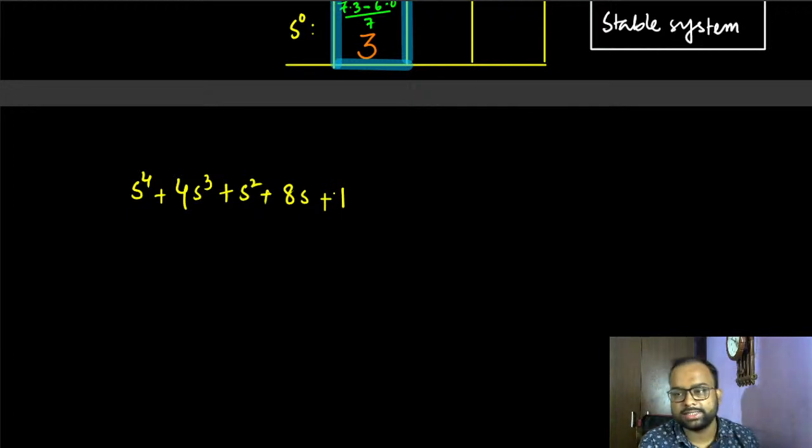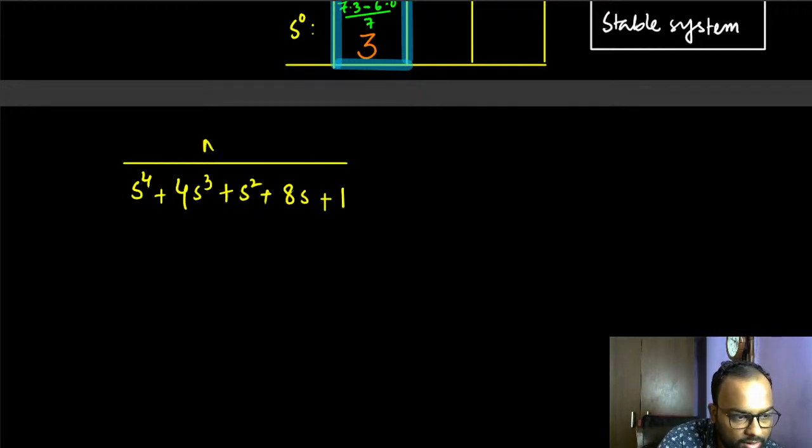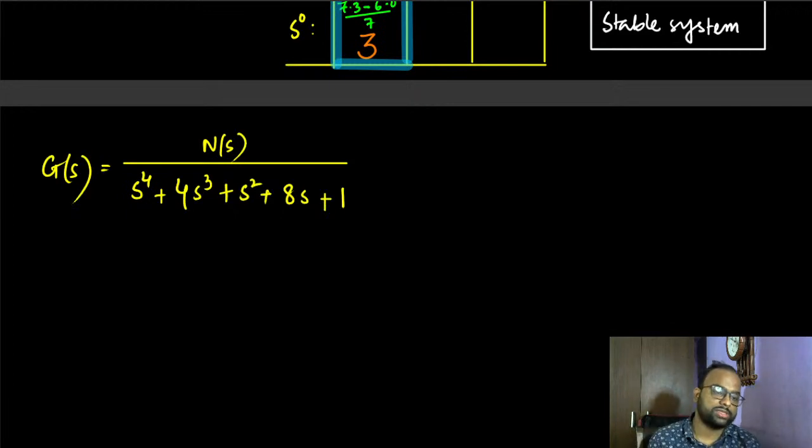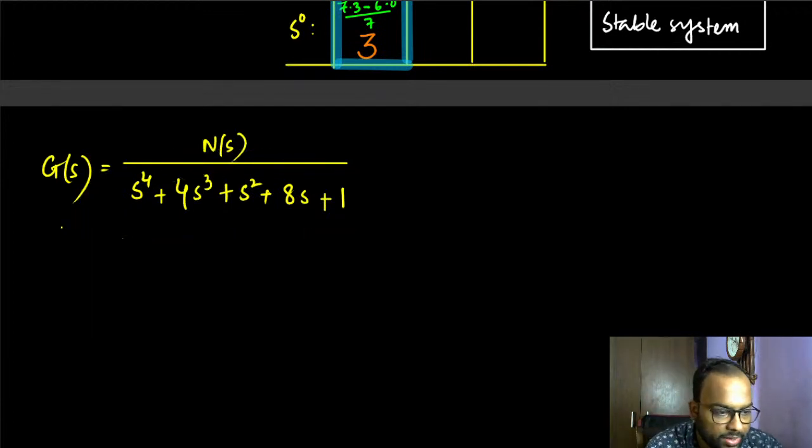Okay. So let's say this is the polynomial. And of course, this is probably in the denominator of a transfer function, and that is something our discussion revolves around, right? So this is the polynomial we are dealing with, and we are trying to figure out whether the system is stable or not. So we are trying to check whether this polynomial is a Hurwitz polynomial or not, right? So let's construct the Routh table as usual.